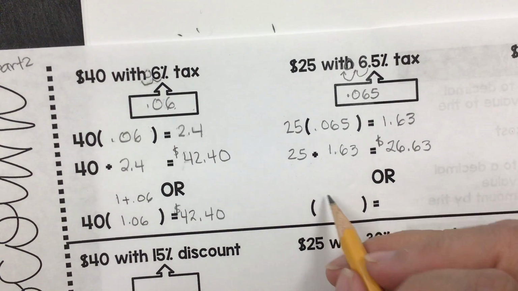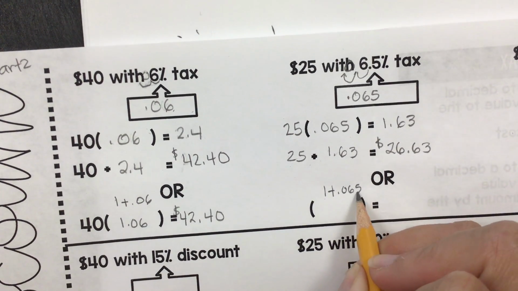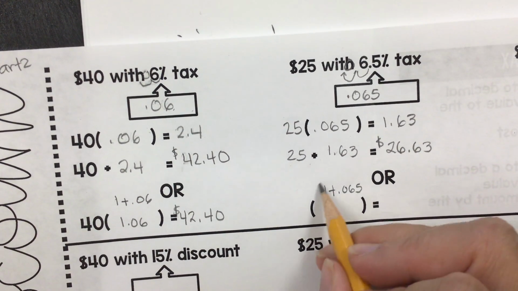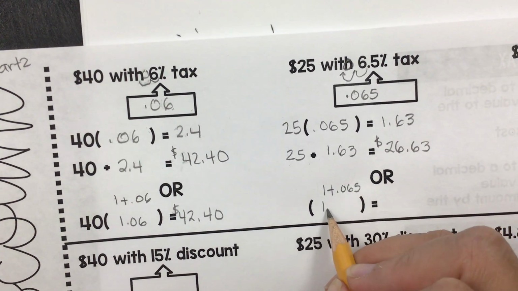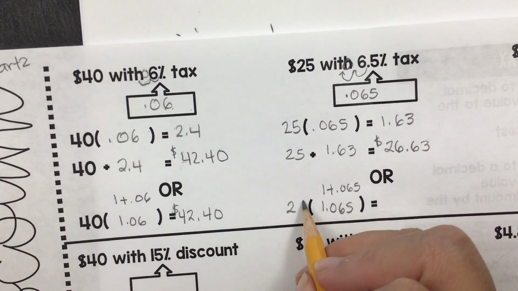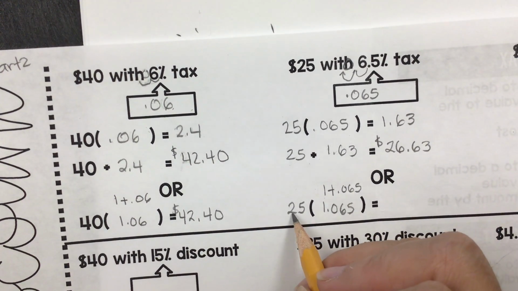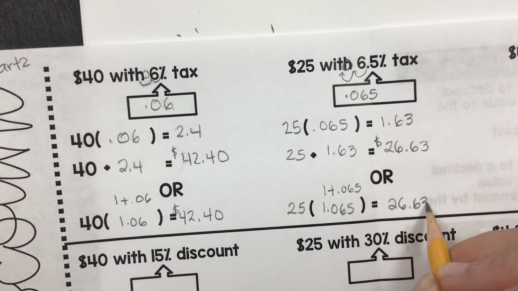The other method, remember, is 1 and the decimal that we had to use, because you're adding the full amount, or 100%, and the tax. So this would be 1.065. You're going to multiply that to the original amount of $25. When you put that in your calculator, you're going to get $26.63 as we did before.